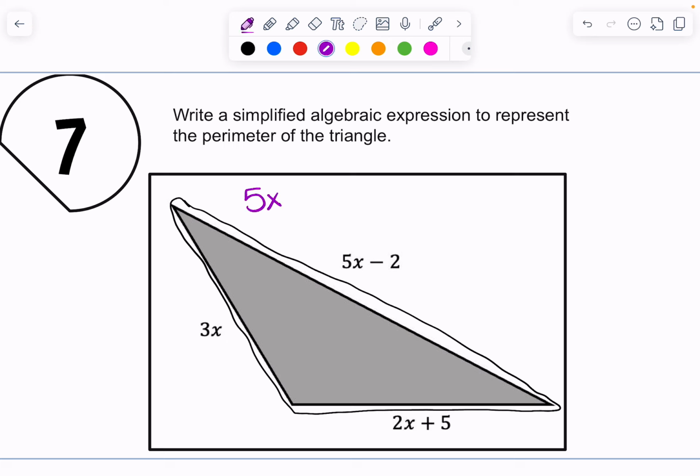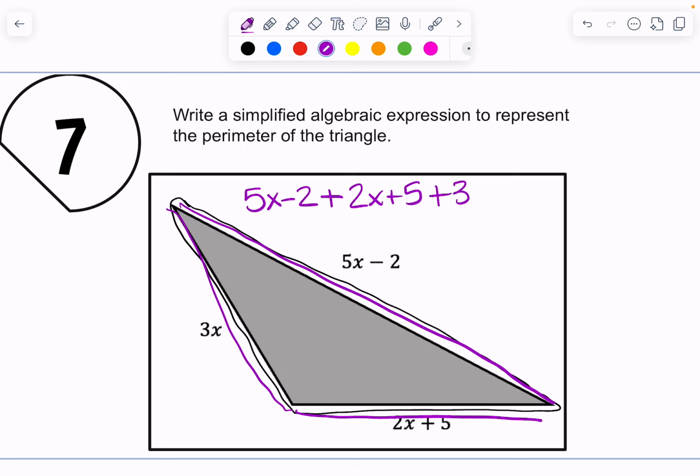So what that means is I want to add up. My first side is 5x minus 2. So if I add that side, now with another side, I have 2x plus 5. And then my third side is the plus 3x. And so from here, this is where I would look for like terms. So this expression right now, this algebraic expression, is representing the perimeter. I don't know what x equals. I don't know what the perimeter equals. Can't do anything else as far as solving necessarily, but I can simplify this expression.